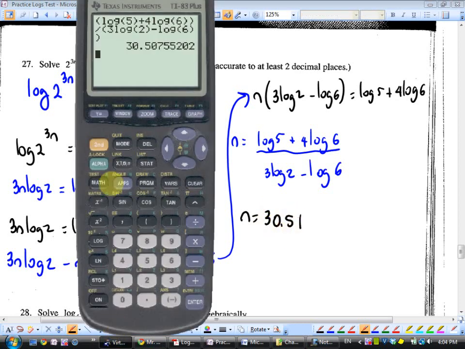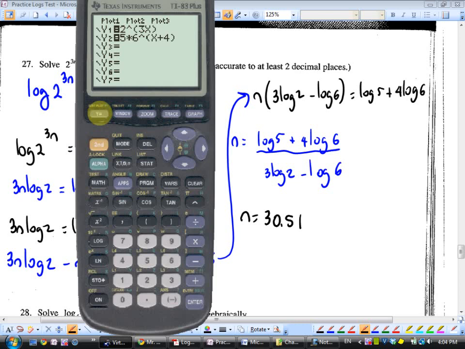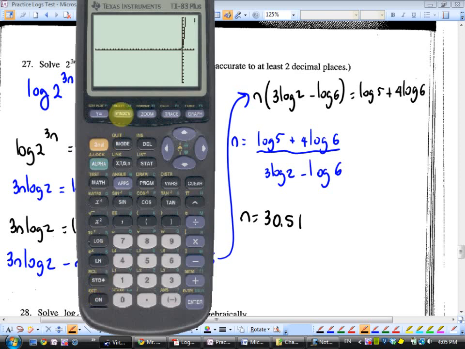Now, what I was doing while you guys were working is I actually typed this into my graphing calculator: 2 to the power of 3x, 5 times 6 to the power of x plus 4. What did I get for an x value? 30.51. I went to my window from negative 30 to 30 and wasn't getting a solution because I was estimating it in my head. So I'm going to go from negative 30 to 40. That'll give me a solution.